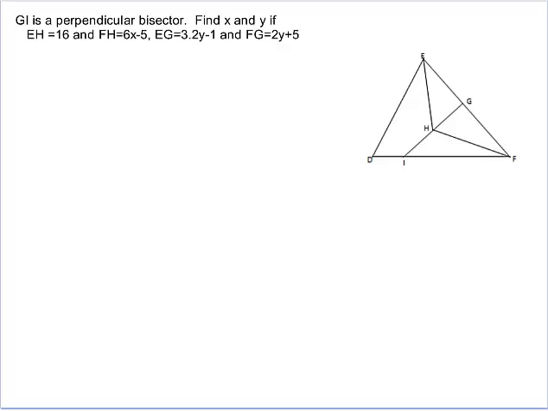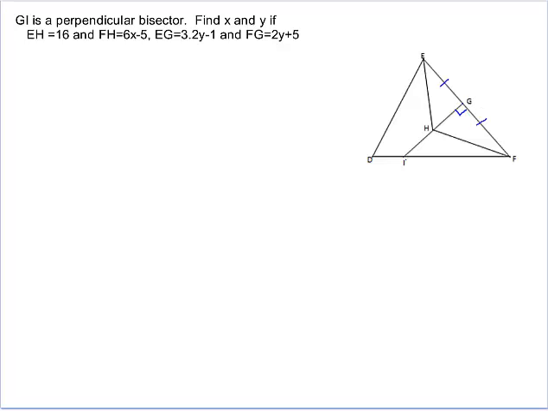So GI, let's locate that. GI is a perpendicular bisector, so it's going to bisect. So two congruent parts, so GE should be congruent to GF, and it's perpendicular. So we're going to label both of those. Now we're going to go through and label the rest of our diagram.